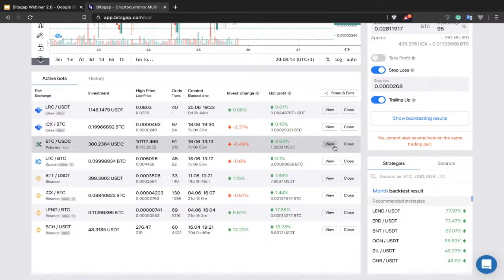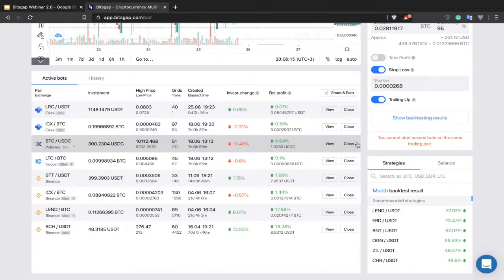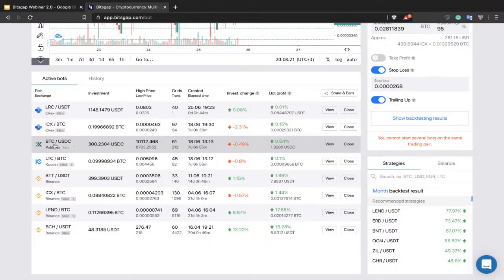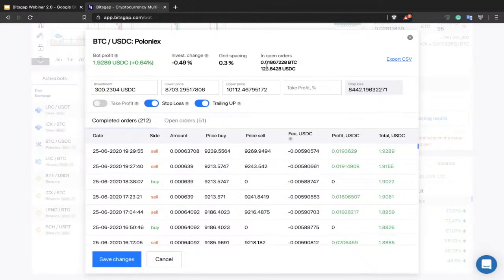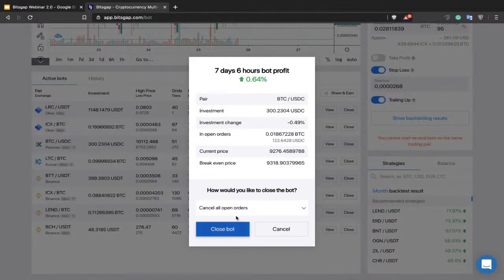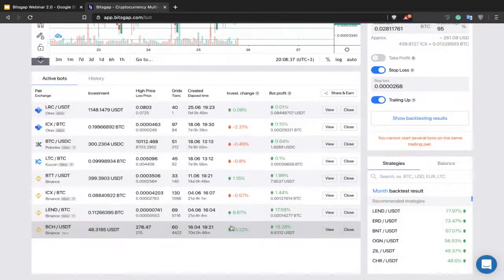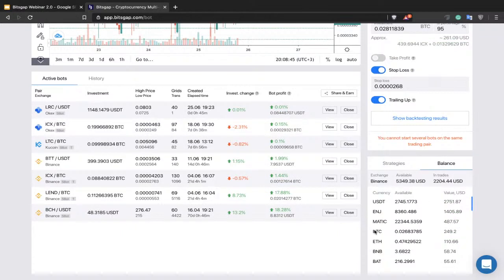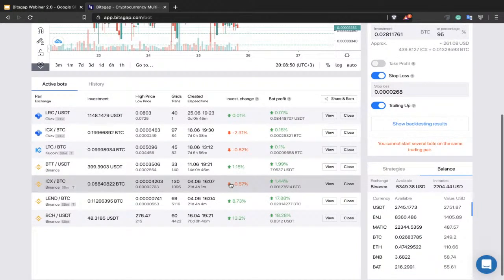That's the idea, and these are the features proposed to you, so it's up to you to choose which one is optimal for you. Let's say I have BTC trading to USDC and I want to cancel this bot, but I don't want to sell any BTC that is left here in open orders. In this case, I would use only cancel all my open orders, and now I can see that on my balance I have BTC. All right, as simple as that.